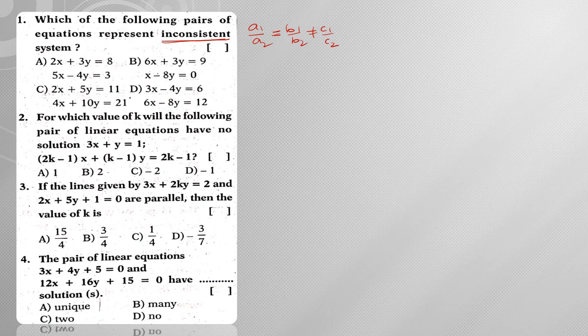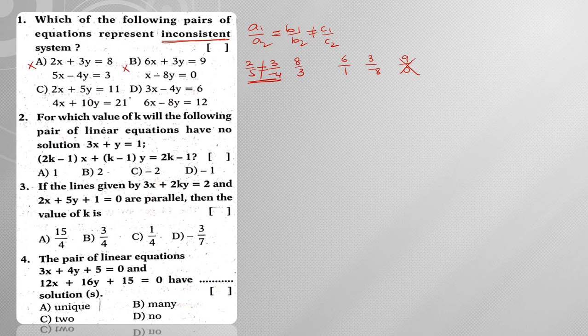Next, from this what we can say? Option A: 2 by 5, 3 by minus 4, 8 by 3. Clearly, the condition fails here, hence option A will not be my answer. Next, coming to option B: 6 by 1, 3 by minus 8, 9 by 0. Since 9 by 0 is not possible, option B also will not be my answer.